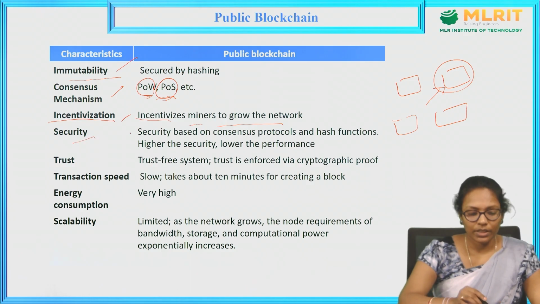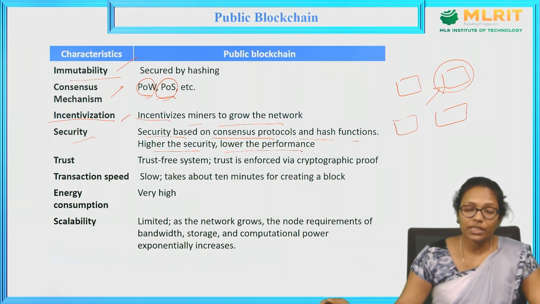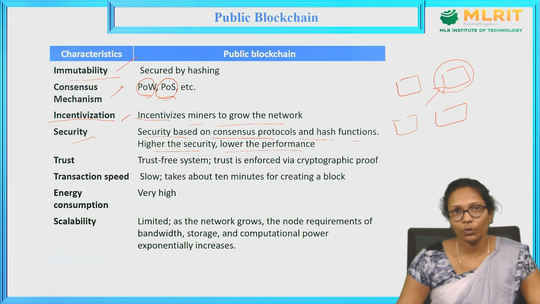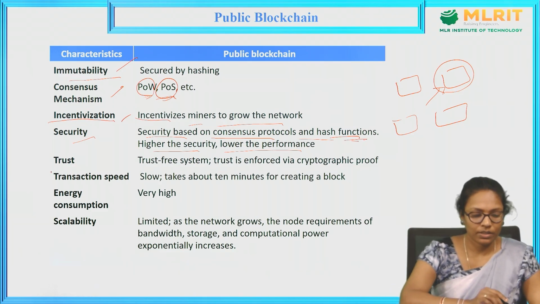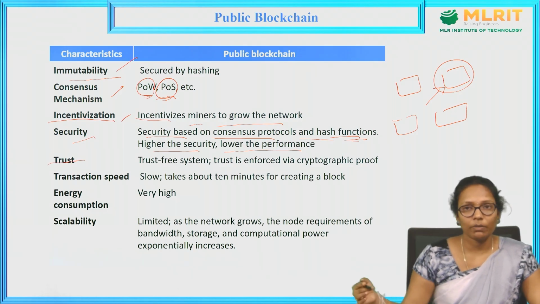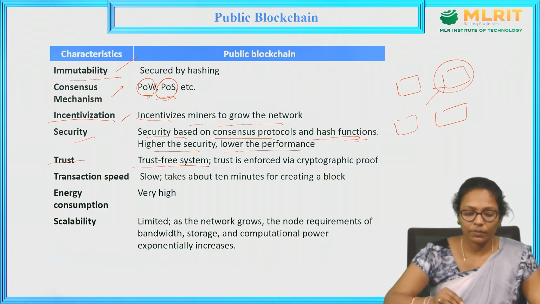Coming to the security, security is based on consensus protocols and hash functions. Higher the security, lower the performance. So using some consensus protocols and hashing functions, we provide the security here. Inside the block, the transactions are stored in terms of hash, so no one can read the transactions directly. Of course, we can read the transaction, but using this, you are providing some sort of security for your transactions. Coming to the trust, it is trust free. Why? Because the users are anonymous. We don't know who is present inside the network. So this is a trust free system.